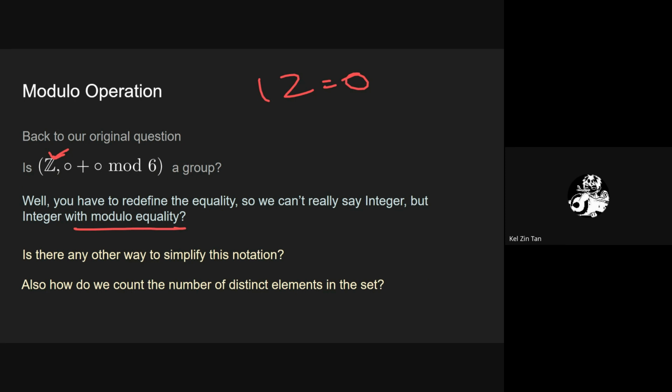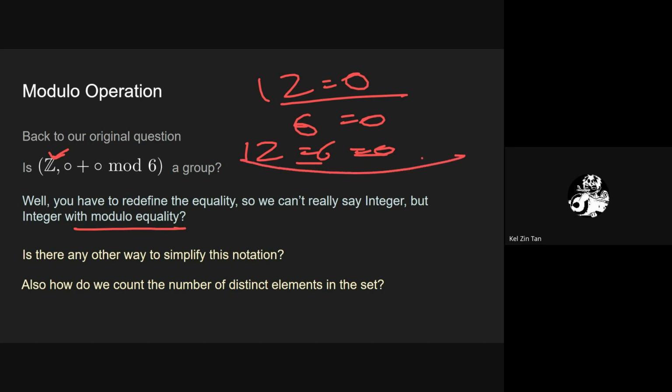So when we have equality, we say that 12 is equal to 0, and then we also have that 6 is equal to 0. Then let's say 12 is equal to 6 is equal to 0, and this all holds true in the congruent world, in the equality world. Then if we treat these as one element, how many distinct elements are there in the integers with modulo equality? It's kind of hard to do this sort of counting.